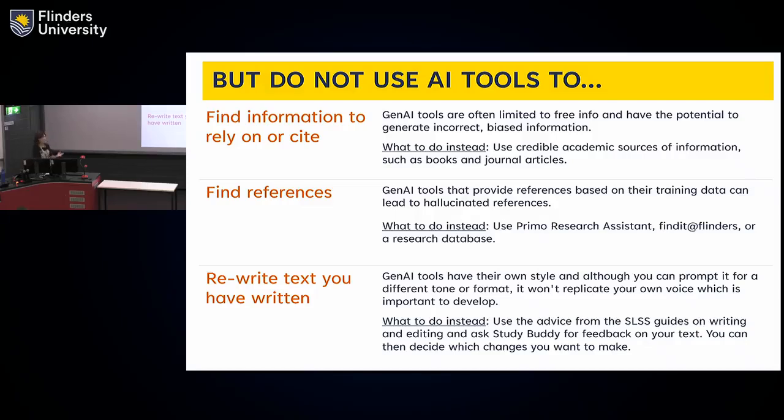So instead, you can still use AI to search for sources like Primo Research Assistant, which I keep talking about, but it'll provide a real source. You need to go ahead and read the source so you don't just rely on the overview, but the reference itself will be real, the source will be real.